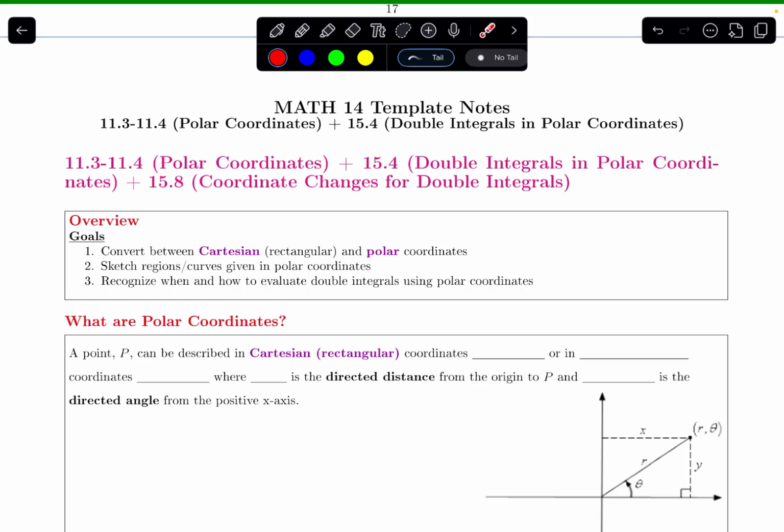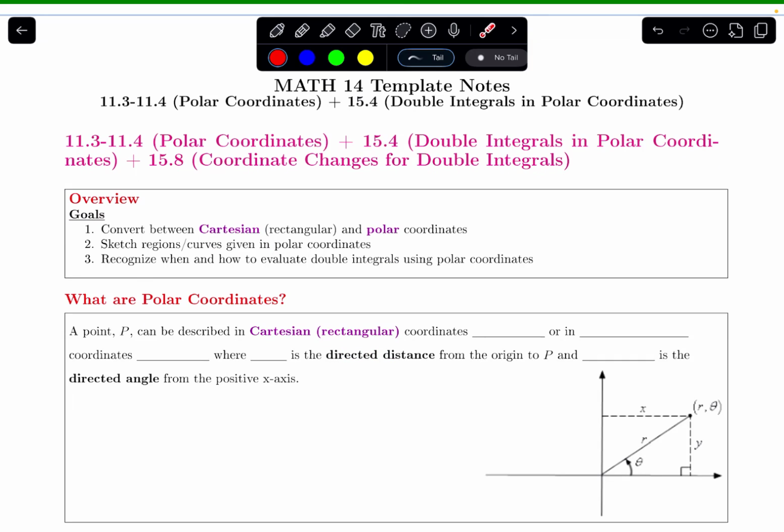So our goals in this section are to convert between our regular Cartesian coordinates and these new polar coordinates, to sketch regions given to us in polar coordinates, and to recognize when and how we can evaluate double integrals using polar coordinates. So in this video, we will talk about what polar coordinates are.